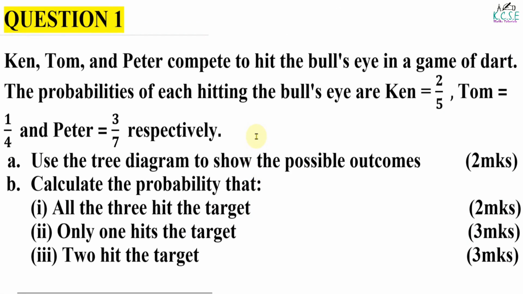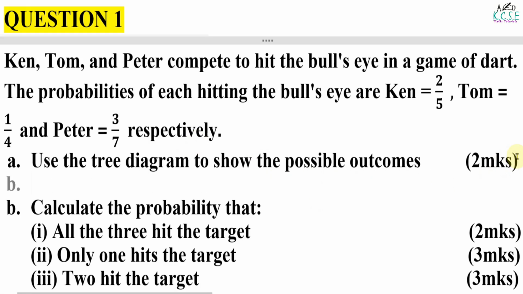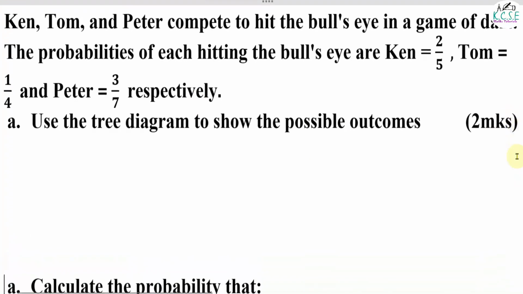So let's go directly to the first question, where you're supposed to use the tree diagram to show the possible outcomes. There are three people here: there is Ken, there is Tom, and Peter. So let's go to the tree diagram. This is how you draw the tree diagram. We start with Ken. Right here, so there is Ken.